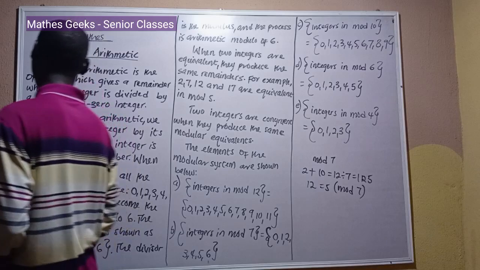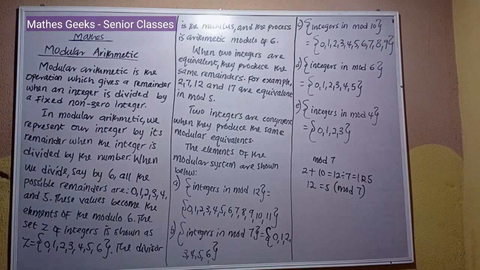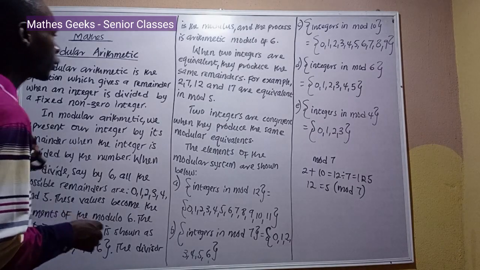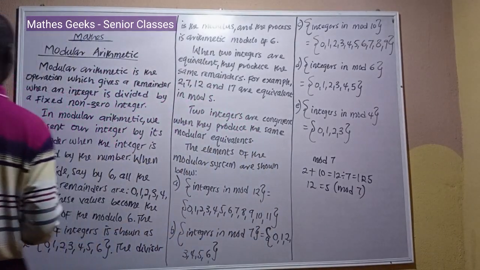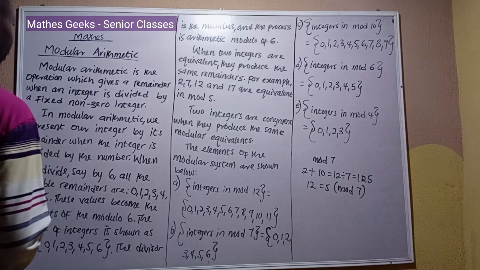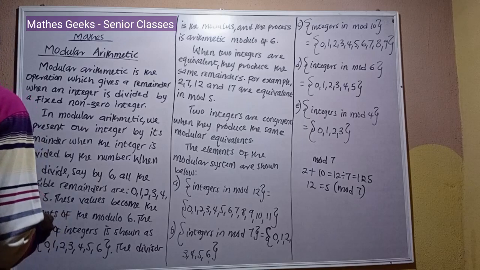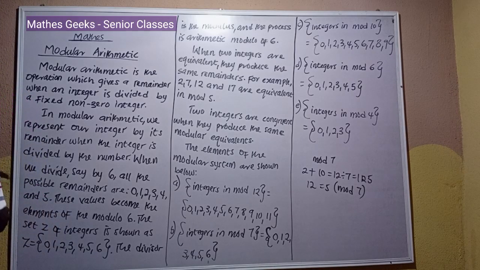Modular arithmetic is the operation which gives a remainder when an integer is divided by a fixed non-zero integer. So in modular arithmetic, we are majorly concerned about remainders. This is why modular arithmetic is also known as the mathematics of remainders. We represent our integer by its remainder when the integer is divided by the number.